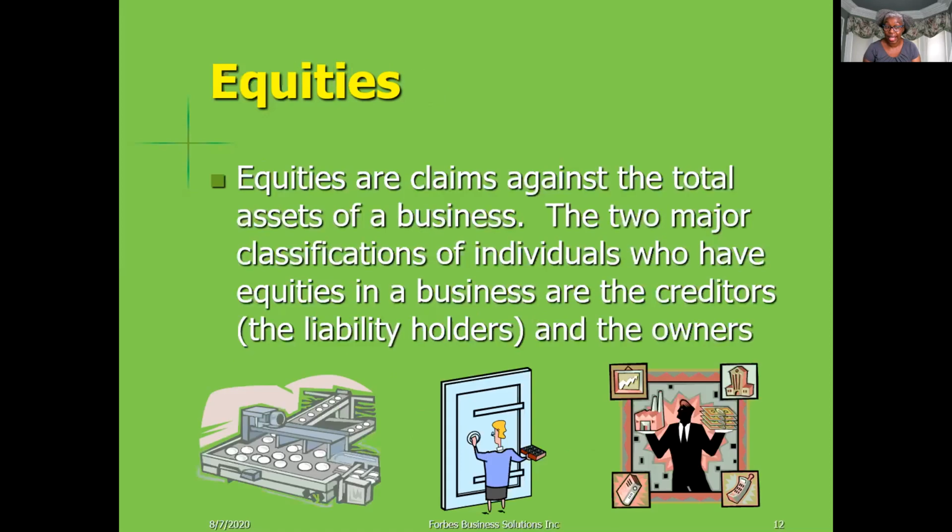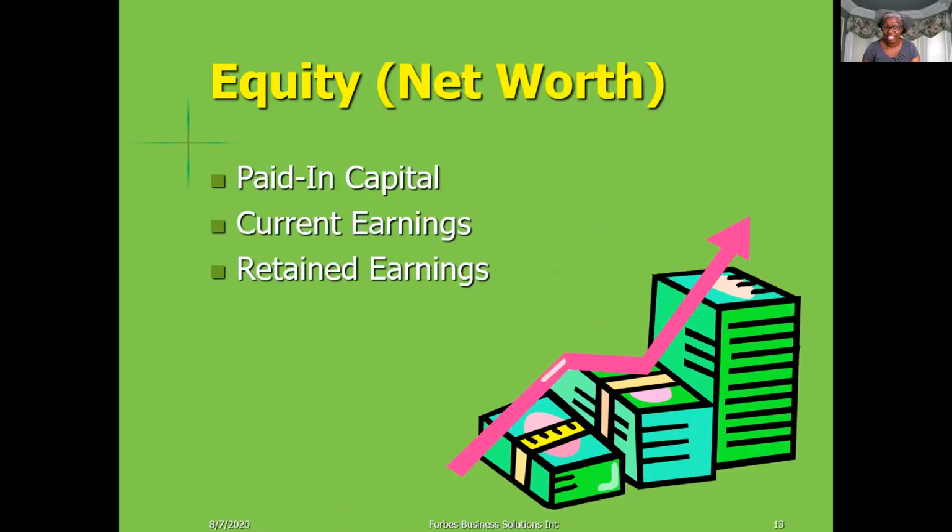And let's talk about the equities. The equities are a claim against the total assets of your business. The major classifications of individuals who have equity in the business are creditors, which are liabilities, and the owners. Now, the equity comes in two forms. It's paid in cash, and current earnings and retained earnings. So your equity is what you put in the business or an investor put in the business, and your current earnings and your retained earnings. The retained earnings are those profits that you've made over the years, and your current earnings is your profit.